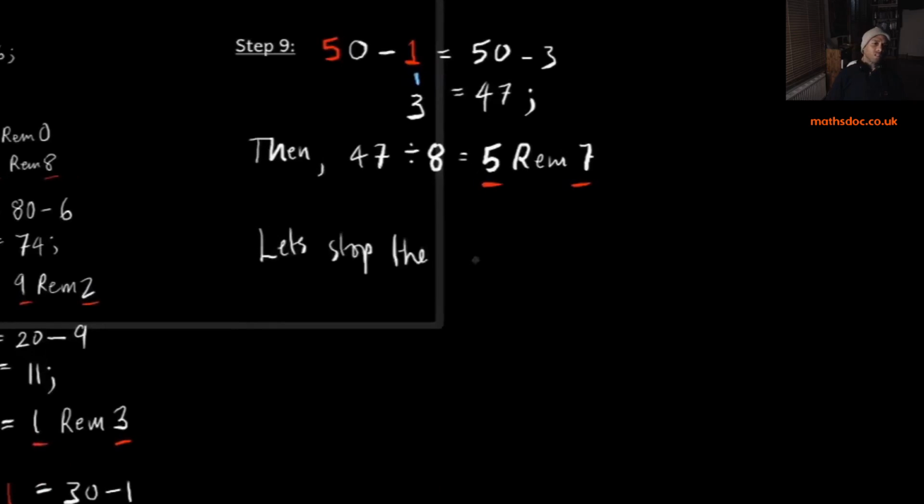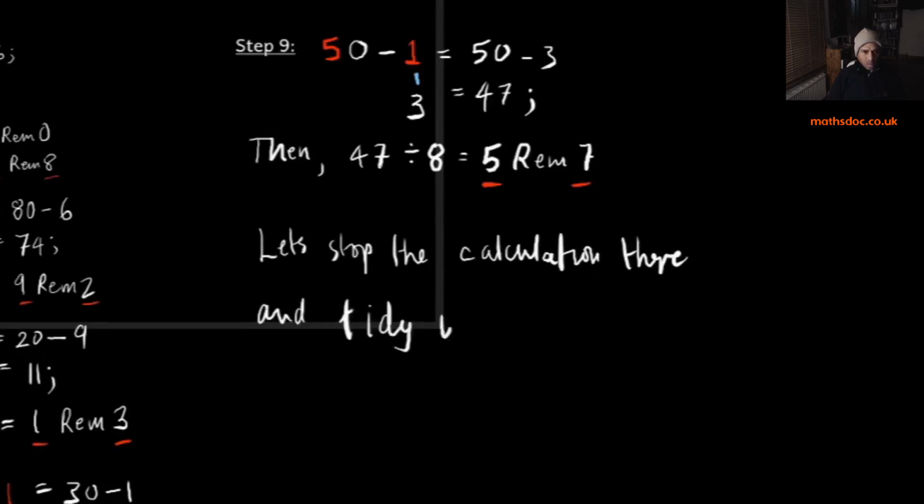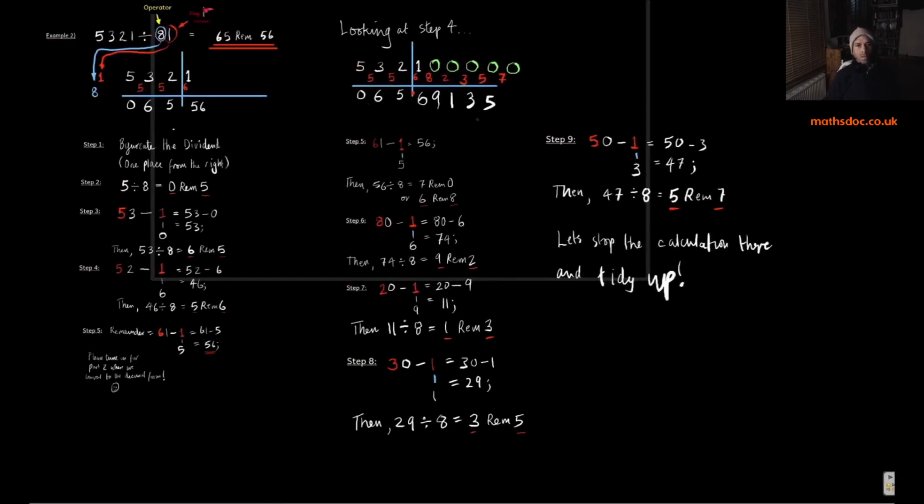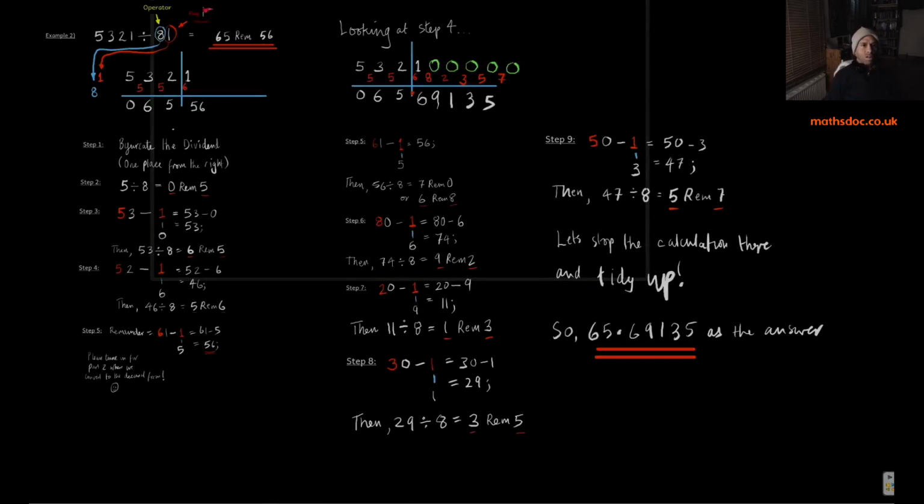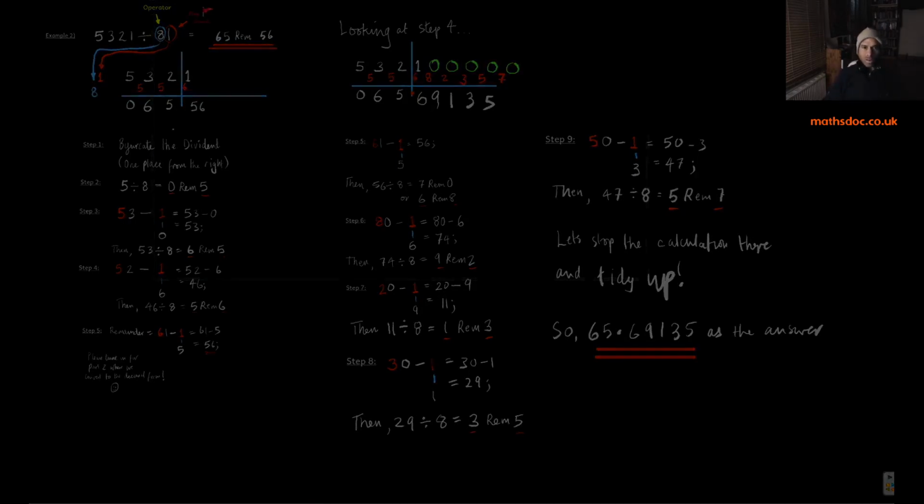Let's stop the calculation there. We've done enough. Let's just tidy up. You've got the idea. You could carry on forever. So 65.69135. We don't even have to tidy up anymore. That is it. The answer is 65.69135.